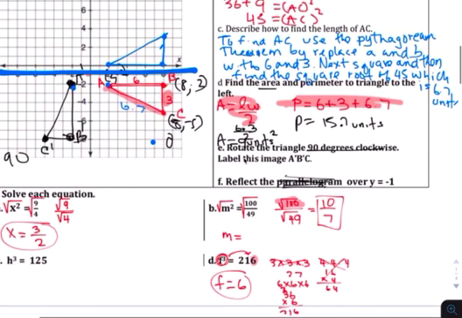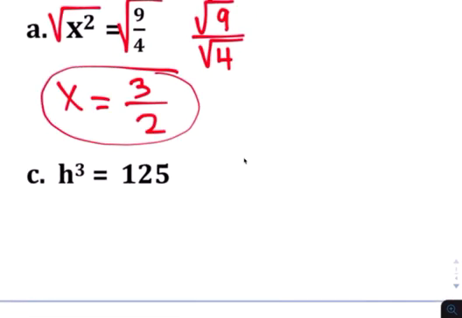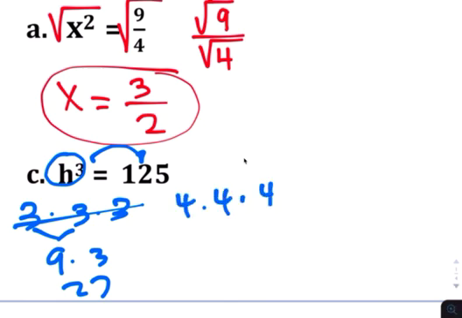And then in most classes we did this too. A lot of kids, what cubed will get you this? What multiplied by itself 3 times will get you that? So 3 times 3 times 3, that's 9 times 3, that's 27. 3 is not your answer. 4 times 4 times 4, 16 times 4, 64.